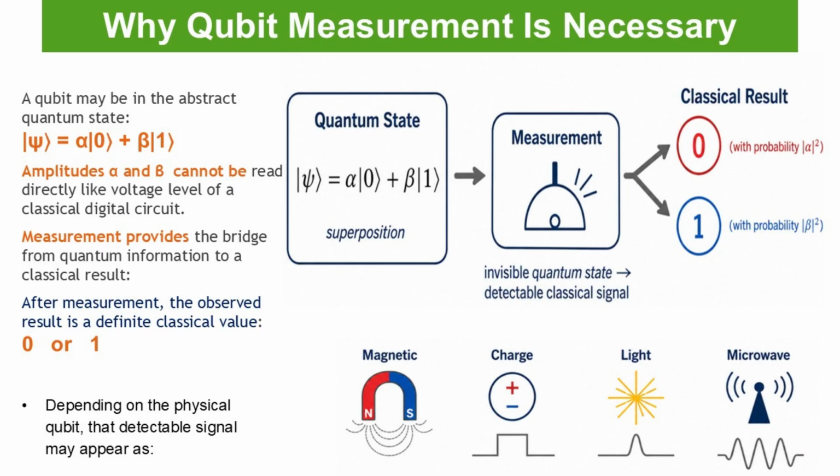Now the question is, why do we need measurement? The qubit state contains the amplitudes alpha and beta. But we cannot directly read these amplitudes like voltage levels in a classical circuit. Measurement provides the bridge from quantum information to classical information. As shown in the figure, the quantum state enters the measurement process and finally gives a detectable result. The observed result is either 0 or 1. Depending on the qubit technology, the physical signal may be magnetic, electrical, optical, or microwave.